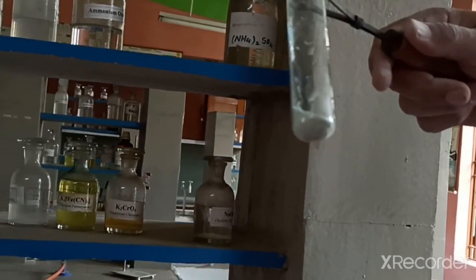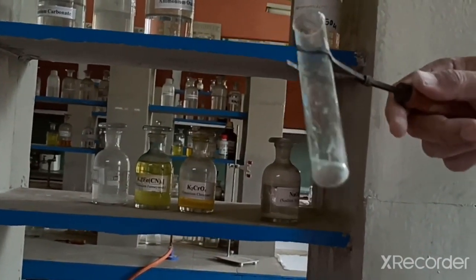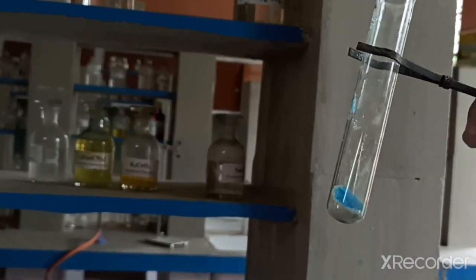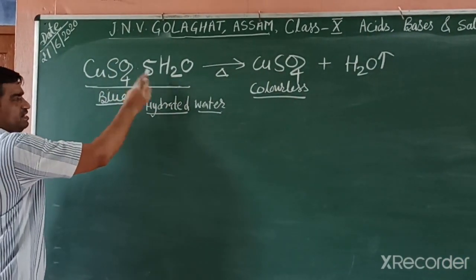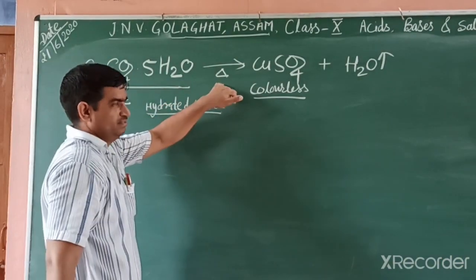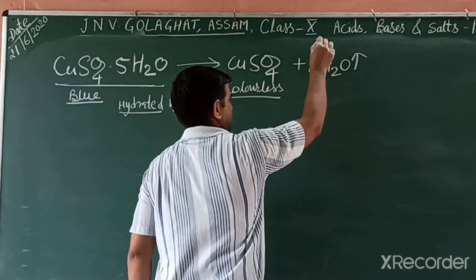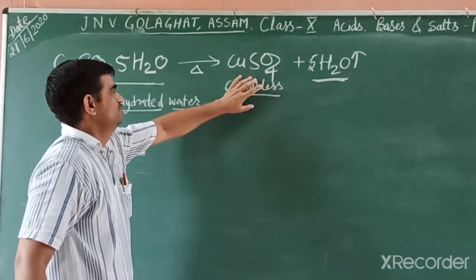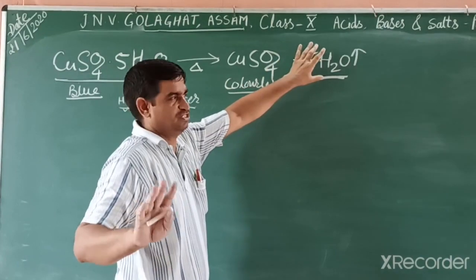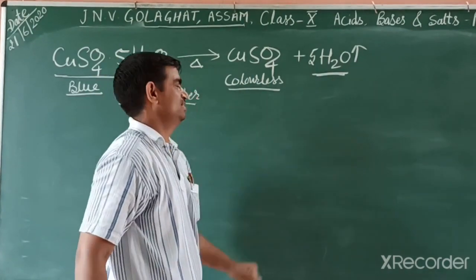Similarly, washing soda is sodium carbonate decahydrate. There are 10 water molecules, and copper sulfate has 5 water molecules. How can we write the reaction? We explain it with copper sulfate pentahydrate. When we heat it, it converts to a colorless compound, and the water molecules evaporate out. Actually, not all are removed: the first 4 molecules are released, 1 mole remains, but you will study that completely in 11th class.